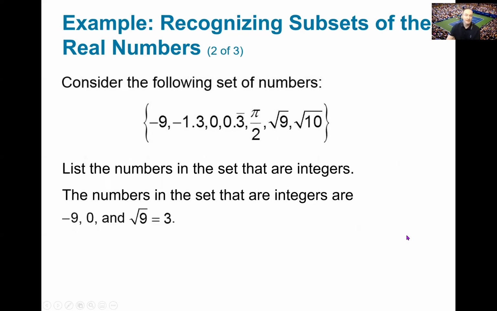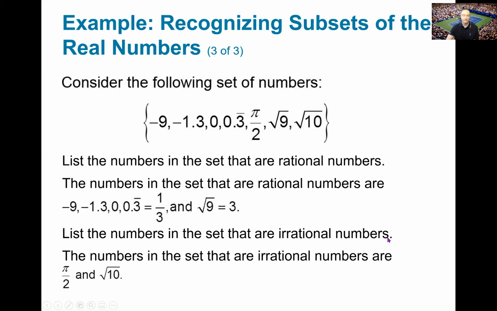Now, if I said list the numbers in this set that are integers, you'd say, okay, integers will include whole numbers that could be positive or negative or 0. So we'd still have our 0, we'd still have our 3. None of these others are going to be integer values. Negative 9 is, though. So the numbers in the set that are integers, the positive, negative, whole numbers and 0, are negative 9, 0, and 3.